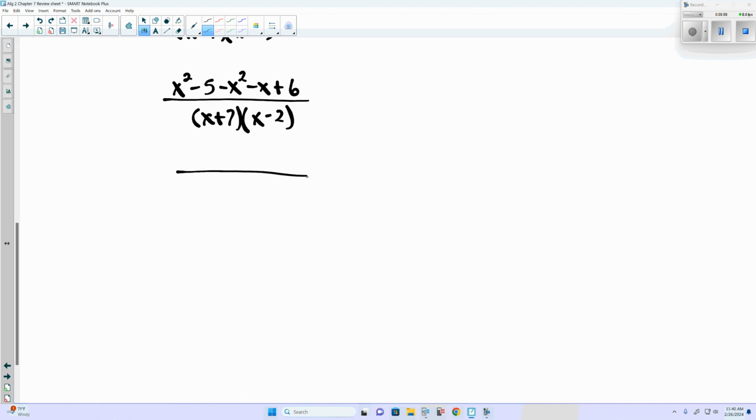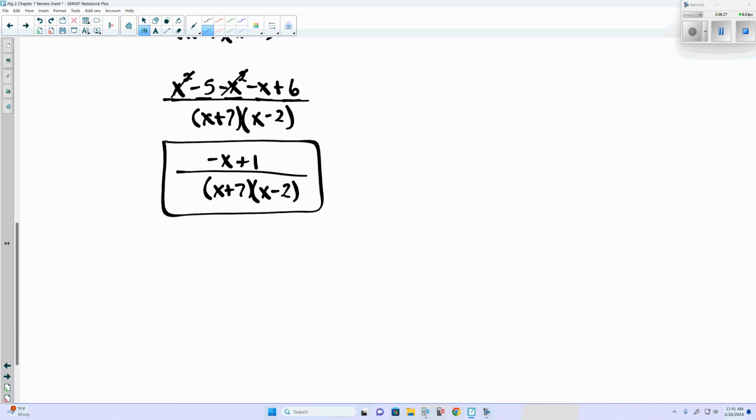And once we finish applying that minus, we can combine like terms. Now the denominator at this point is going to say x plus 7, x minus 2. Our numerator, x squared minus x squared, well, that is 0. Negative x is just negative x. There are no other like terms with it. And lastly, negative 5 plus 6 is plus 1. And that's our final answer.